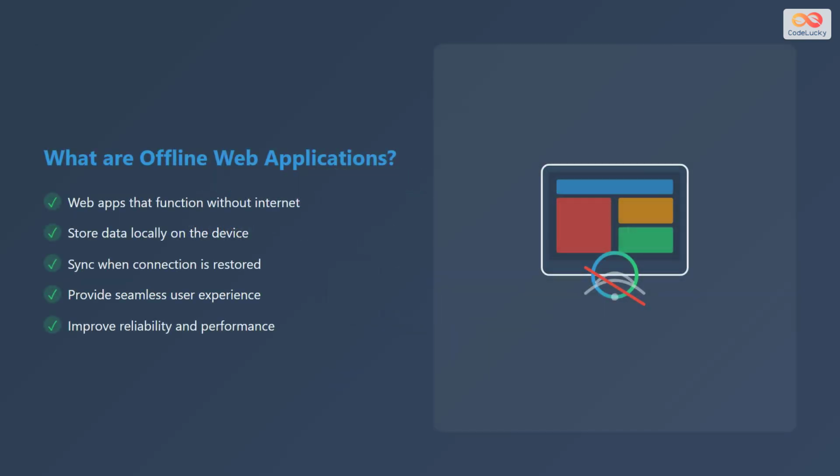So, what exactly are offline web applications? These are web applications that are designed to function even when the user does not have an active internet connection. They achieve this by storing necessary data locally on the device. When a connection is restored, the application synchronizes the data with the server. This ensures a seamless user experience, providing access to the app and its features, regardless of network availability, significantly improving both reliability and performance.